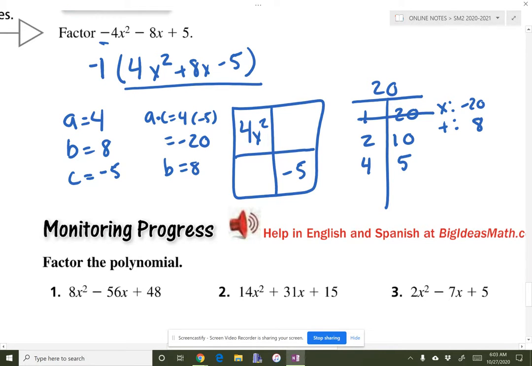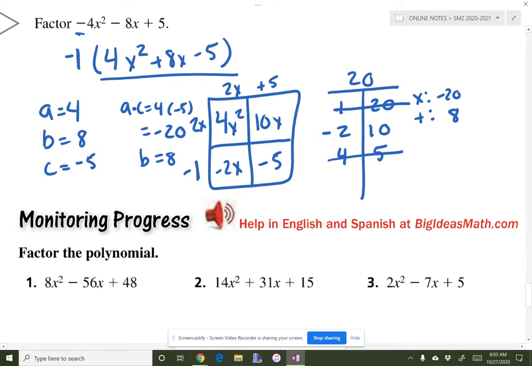Well, 1 and 20 aren't going to get me 8, and 4 and 5 aren't going to get me 8. But 2 and 10 can if I do 10 minus 2. So I'm going to go 10x, -2x, and now my box is complete. So I'm going to take out GCFs. And I look this way, 4 and 10, I can take a 2x out. -2x and -5, I'm going to take a -1. 4x squared and -2x is a 2x. And then 10 and -5 is a positive 5 because this top one.